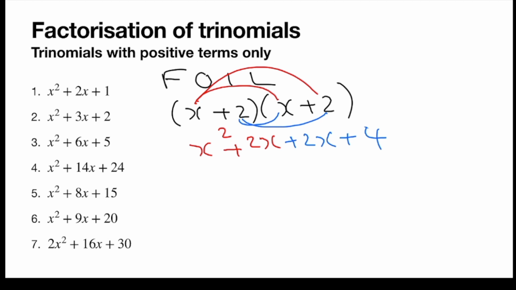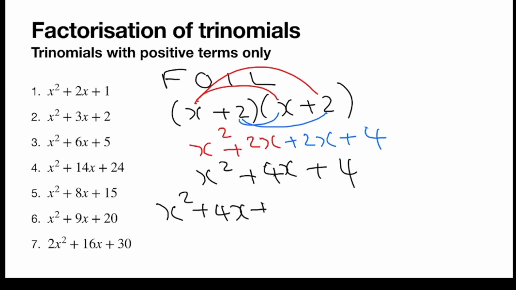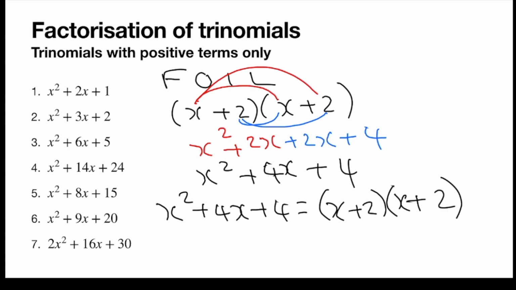Then if you simplify that answer, you will notice you get x squared plus 2x plus 2x, so plus 4x plus 4. Which means this trinomial x squared plus 4x plus 4 in factorized form is x plus 2 multiplied by x plus 2. So factorization of trinomials is just the reverse process of FOIL.